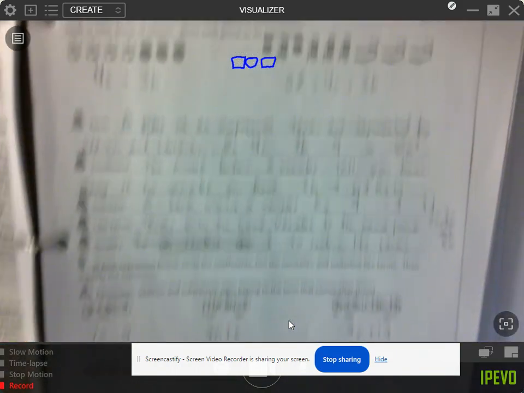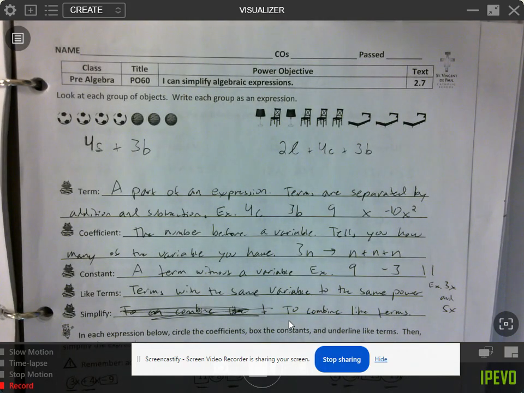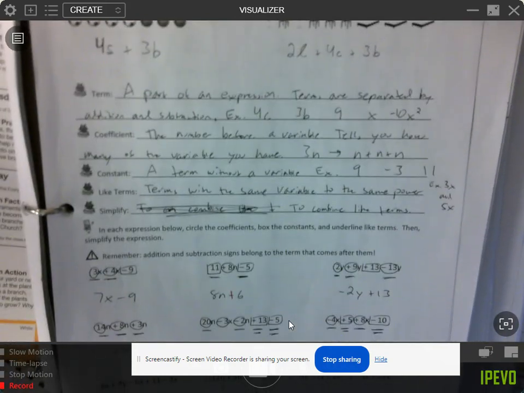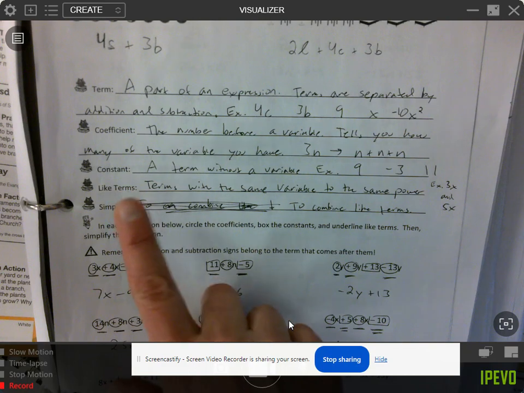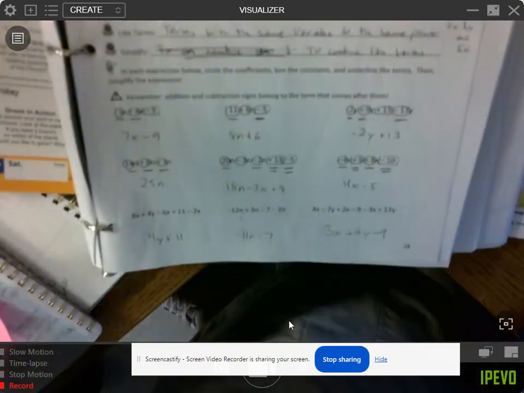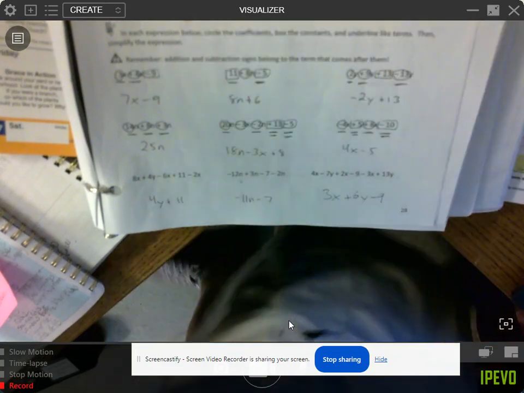Good afternoon. Today we are correcting PO60 and we are really going through our objective and the corrections to make sure we truly understand it, because this is what all of the future math is based on. So we need to really understand all of the different terms, vocabulary words, I should say, because one of them is a term. And now we are just getting started with how we combine these terms.